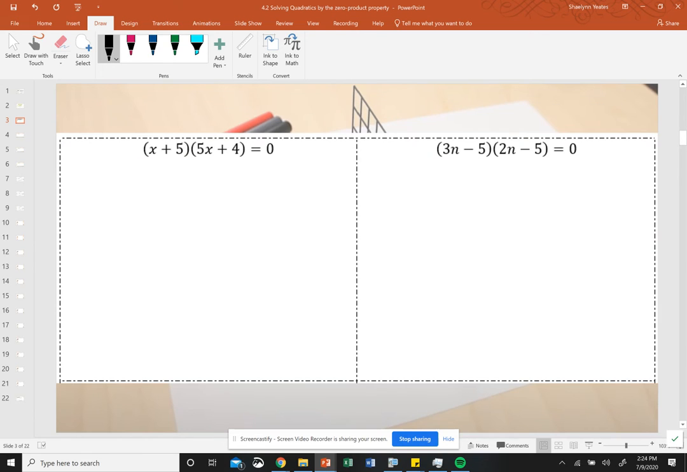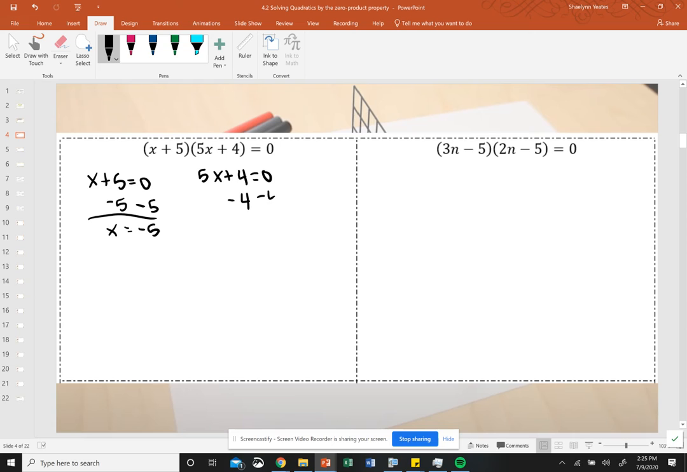You're welcome. All right. So if you notice here, we've got two pieces that are multiplying together and equal zero. So because of the zero product property, I can say that either x plus 5 equals 0 or 5x plus 4 equals 0. One of those things has to equal 0. Okay, so from here, I would subtract the 5 from both sides, and I get x equals -5. So that's one of my options.